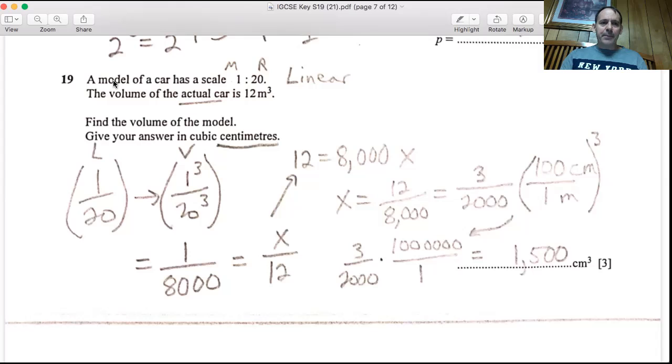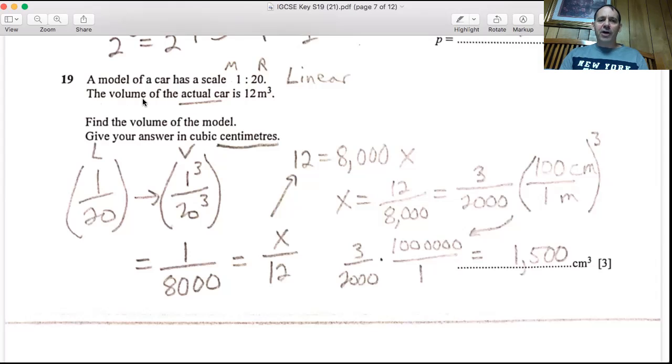So it says the model of a car has a scale. Scales are usually given to you in a linear or one-dimensional scale. So here's your ratio. For every 1 unit of model, there are 20 units in the real thing. So your model car is smaller than the real car, and its scale is 1 to 20. So this is linear, or first dimension.